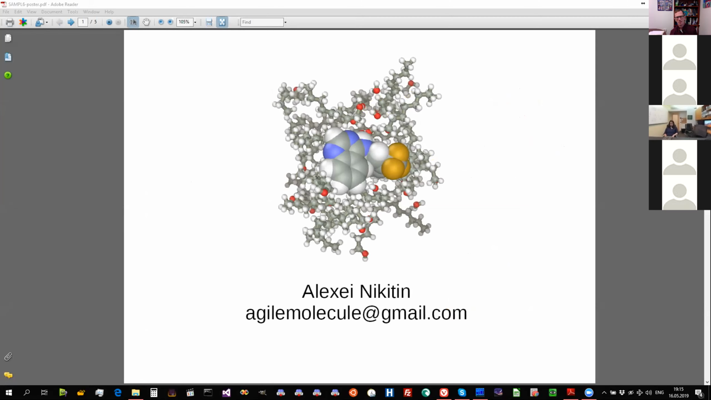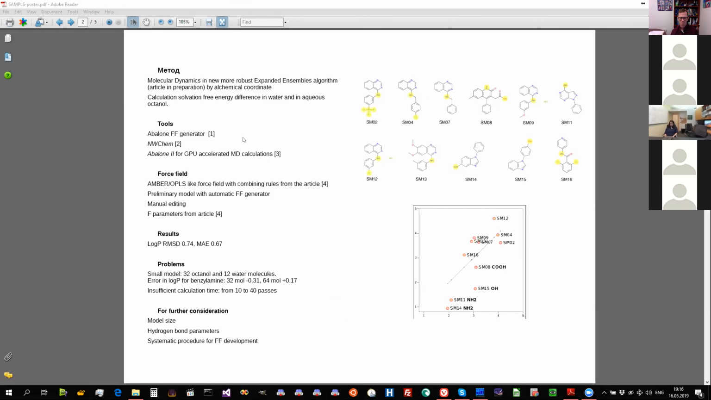Okay, thank you. I'm Alexei Nikitin from the Moscow Institute of Molecular Biology. I'm making PLO calculations with classical molecular dynamics using an alchemical approach. The method used here was calculation of free energy using the expanded ensemble algorithm. About tools, first of all, I use the Balloon automatic force field generator for making a preliminary model, and WCM for quantum calculation, and the Balloon program for molecular dynamics calculation on the GPU on personal computers.